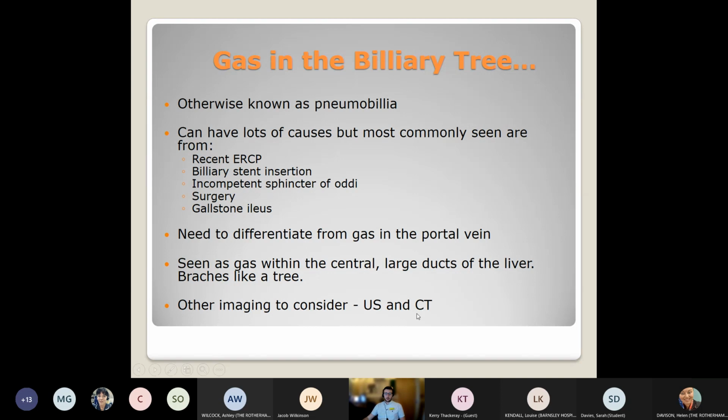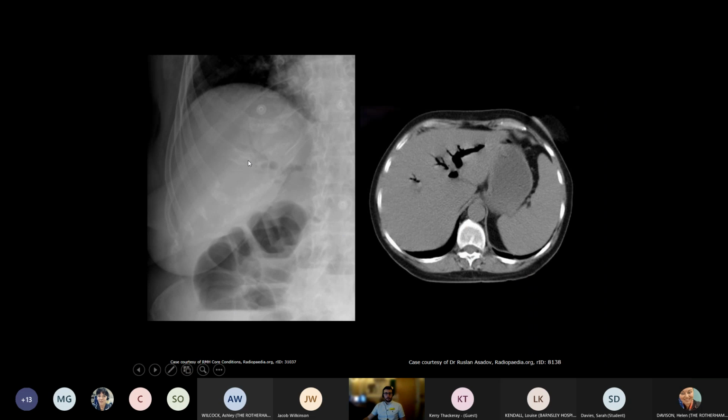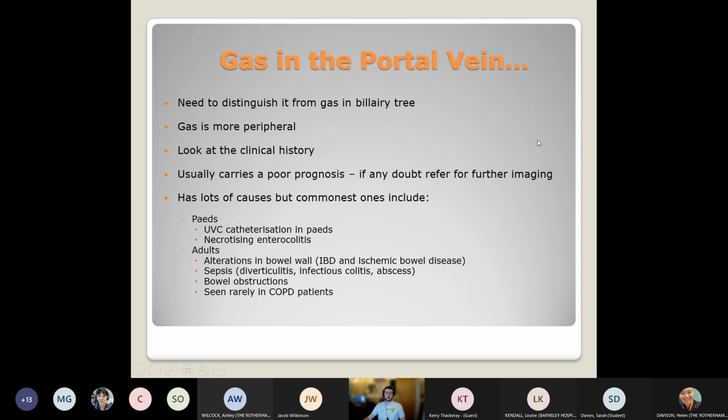Often the patient will have a CT or an ultrasound to further evaluate and see what's going on, and to try and determine the cause. As I've said here, that shows it nicely on CT imaging. So we've got gas within the biliary system, but notice that it's central and that these are quite large channels coming off here. So that's gas in the biliary tree. Gas in the portal vein, as I've said, nasty. Gas is more peripheral. It's quite easy to differentiate the two as long as you know what you're looking for.